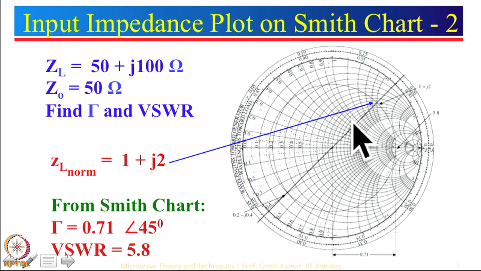Now, to measure the angle, all you do is measure this particular angle. So, this one and this one. This angle is nothing but an angle of 45 degrees. So, corresponding to this ZL, these are the values of reflection coefficient and VSWR. Of course, you can do this calculation using the equations also. Reflection coefficient is ZL minus Z0 divided by ZL plus Z0, and you will get the same answer using that equation.